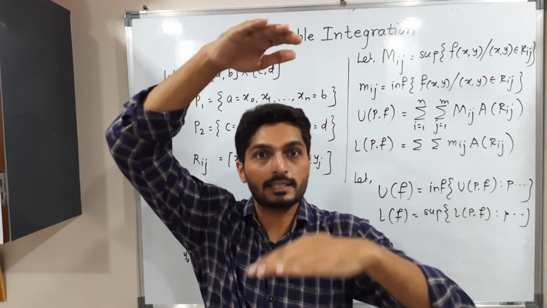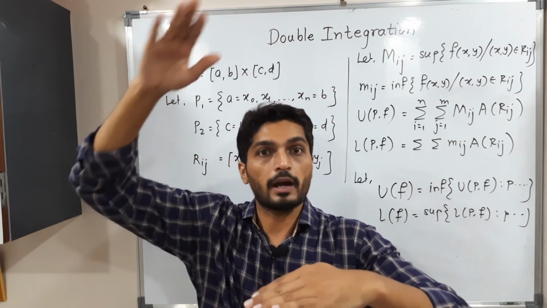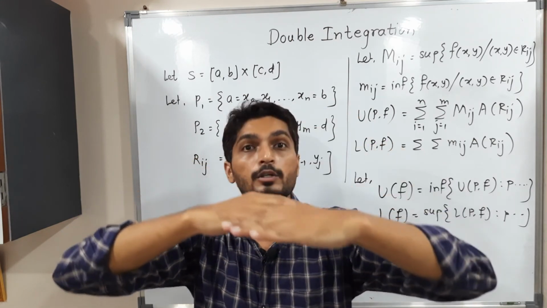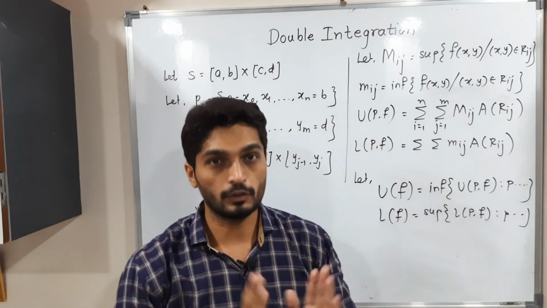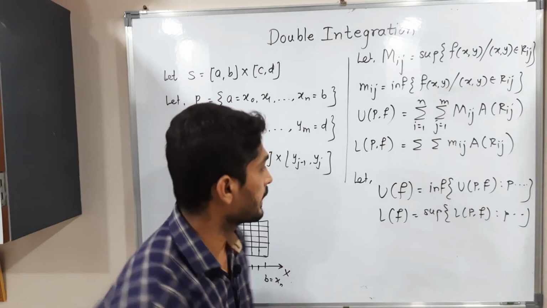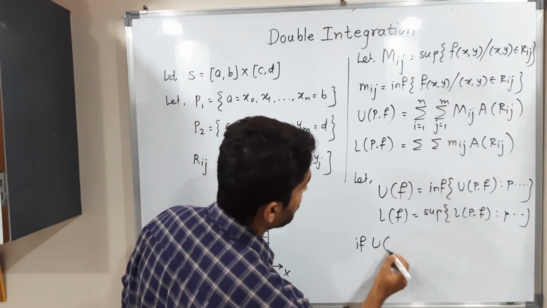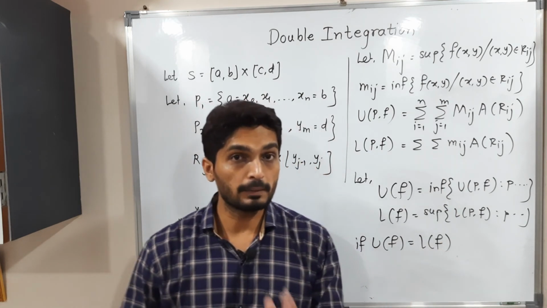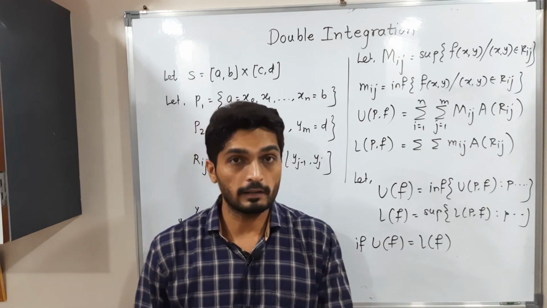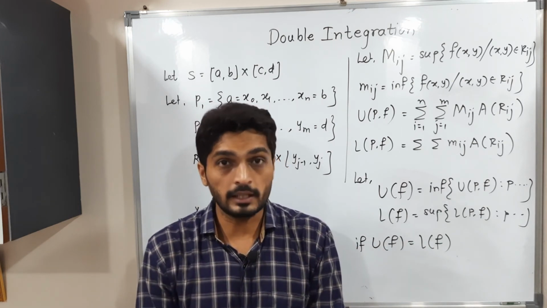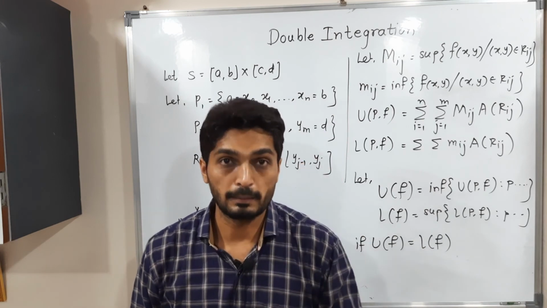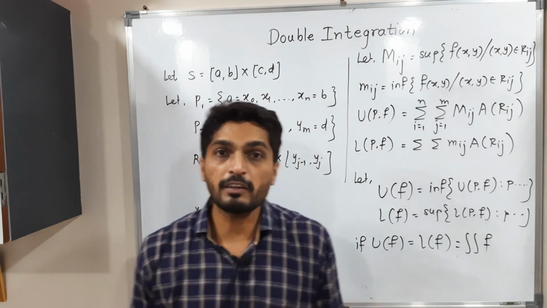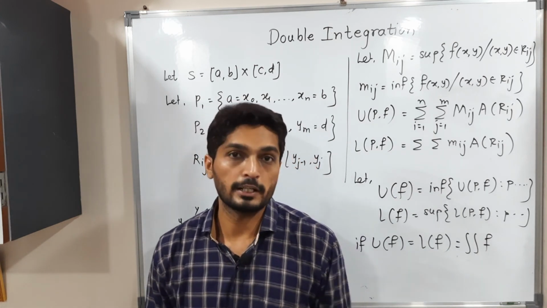Upper sum is obviously greater than lower sum, but whatever the upper sum we have, I'm taking its infimum, and whatever the lower sum we have, we are taking its supremum. So I hope somewhere they will match. If they match, that means if U(f) is equal to L(f), then we can say the function is double integrable. Getting? And this common value is nothing but the actual value of the double integration. If both of them are different, then the function is not double integrable.